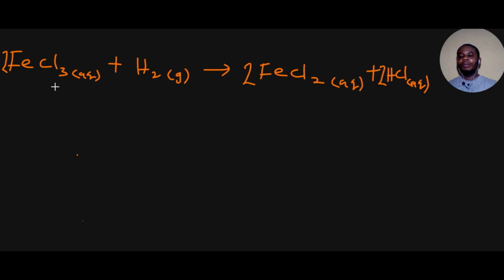What does this mean? This means that the oxidation number of iron here is plus 3, and the oxidation number here is plus 2. Chlorine is actually being taken away from this iron 3 chloride and it's being reduced here to iron 2 chloride. So in terms of removal of highly electronegative elements, we call that reduction.